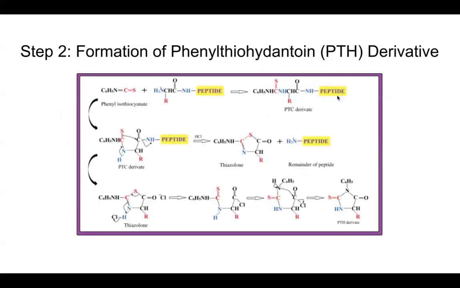From there, we move forward to the second step. The peptide with the PTC derivative is treated with anhydrous acid, which causes the cleavage of the N-terminal amino acid as a phenylthiohydantoin or a PTH derivative. And so natatanggal na yung isang part, nagiging PTH na siya. So this leaves the rest of the peptide intact. Now, this step generates a modified amino acid, which can be identified using chromatography or other analytical methods.